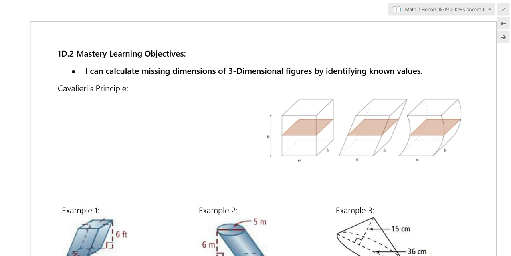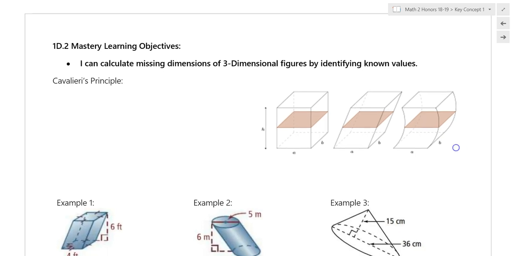Alright, we are now looking at 1D.2. Our mastery learning objective is I can calculate missing dimensions of three-dimensional figures by identifying known values.